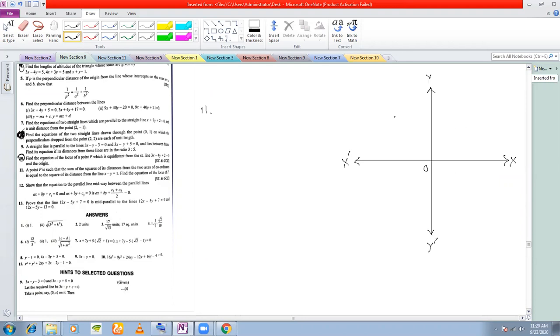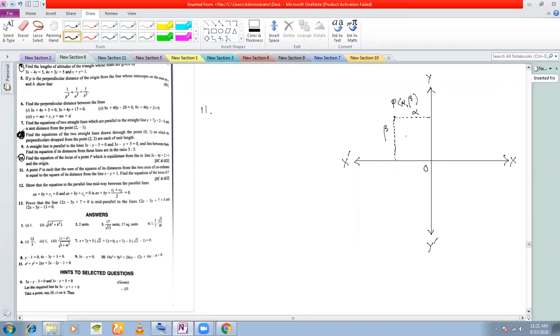Suppose I consider a point P here. Say I consider the point P to be (alpha, beta). Then what is the distance of this point from the x axis? It is beta. What is the distance from the y axis? Alpha. And the sum of the squares of the distances means alpha square plus beta square.